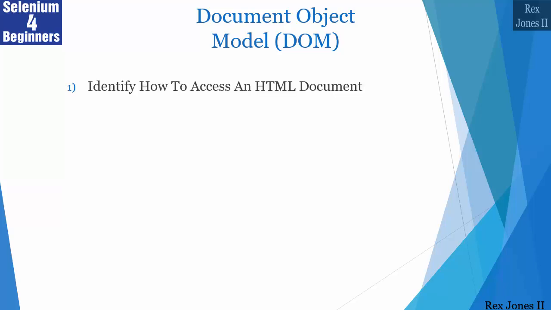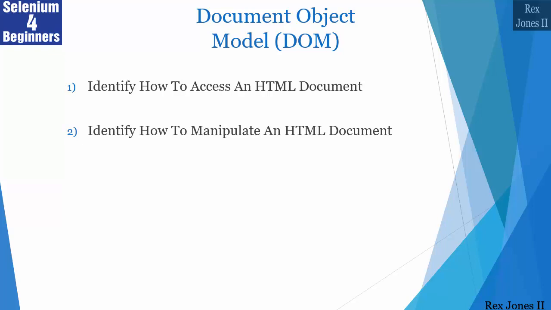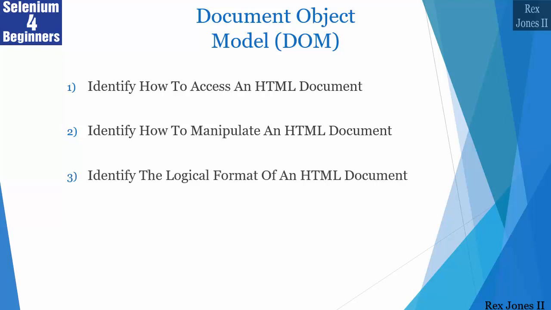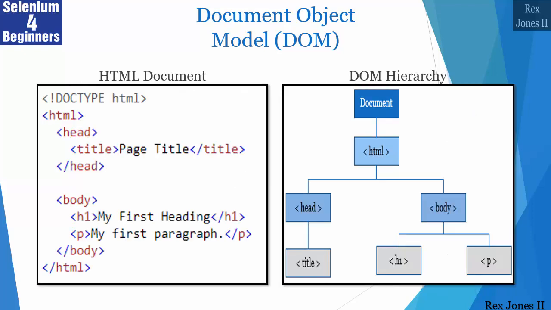The DOM is an API, application programming interface, that handles HTML documents as a tree structure by identifying three things. Number one, it identifies how to access an HTML document. Number two, it identifies how to manipulate an HTML document. Number three, it identifies the logical format of an HTML document.